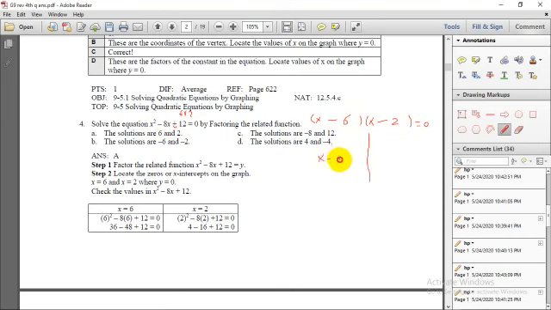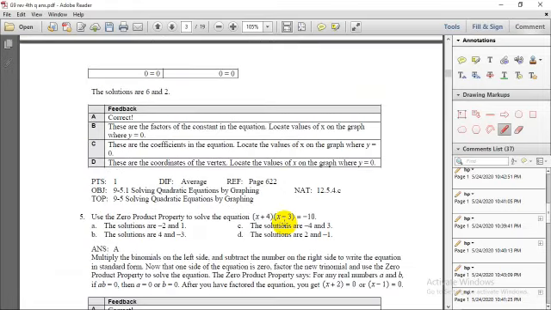x minus 6 equals 0, and x minus 2 equals 0. Here x minus 6 equals 0: negative 6 will go to the other side with positive, so it will be positive 6. x minus 2 equals 0: negative 2 will go to the other side with positive, so positive 2. So my answer is 6 and 2. Where is 6 and 2? Here, it's in A. Of course, I can check my answer by substituting in the equation. Very good. Excellent work.